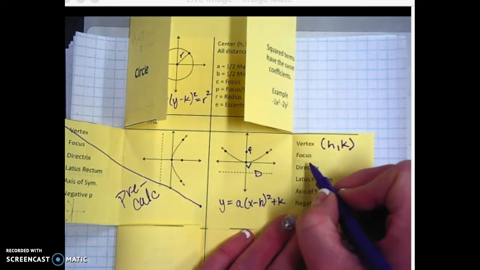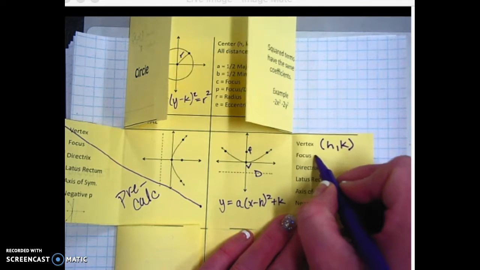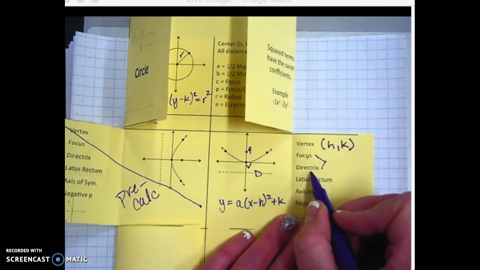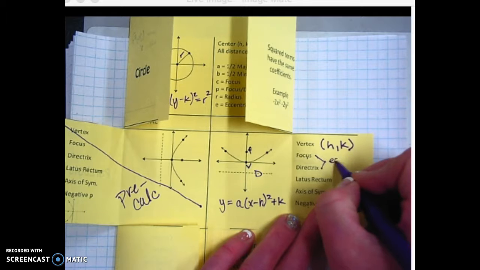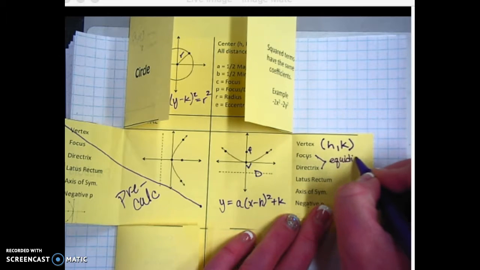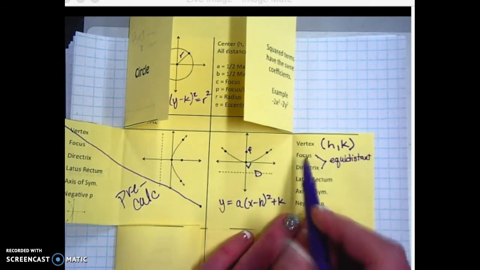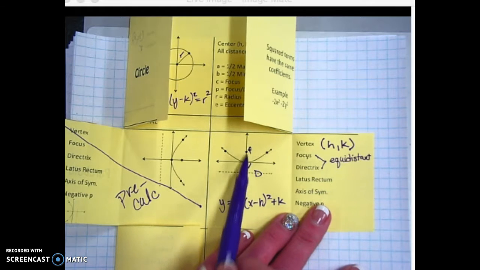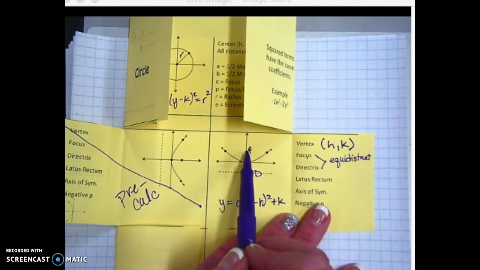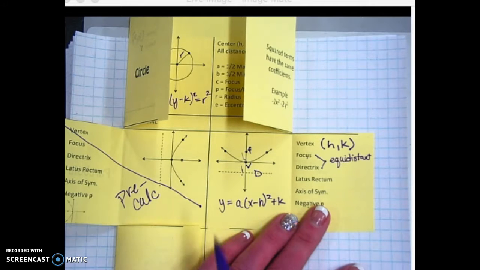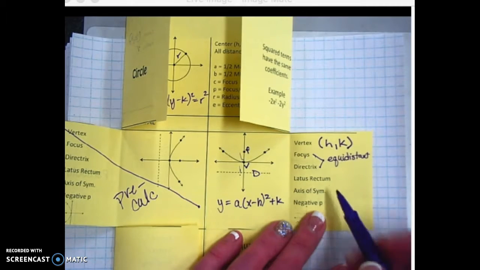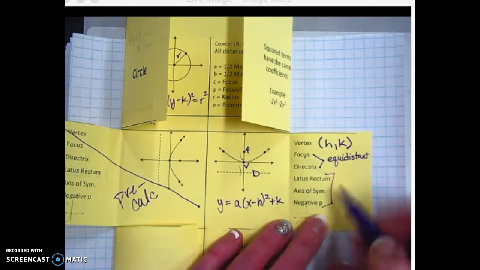For now, you're just going to want to know that the focus and the directrix are going to be equidistant to that vertex. So whatever the distance is from the vertex to the focus, it's going to be the same from the vertex to the directrix. So if you have 4 units here, it's going to be 4 units there. If the whole thing is 8 units or 10 units, then they're each 5 and 5. All this other stuff you're going to learn when you get to pre-cal.